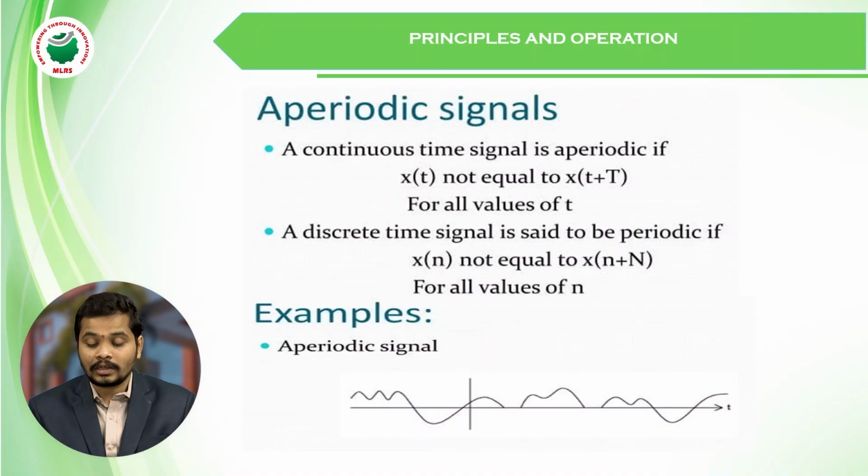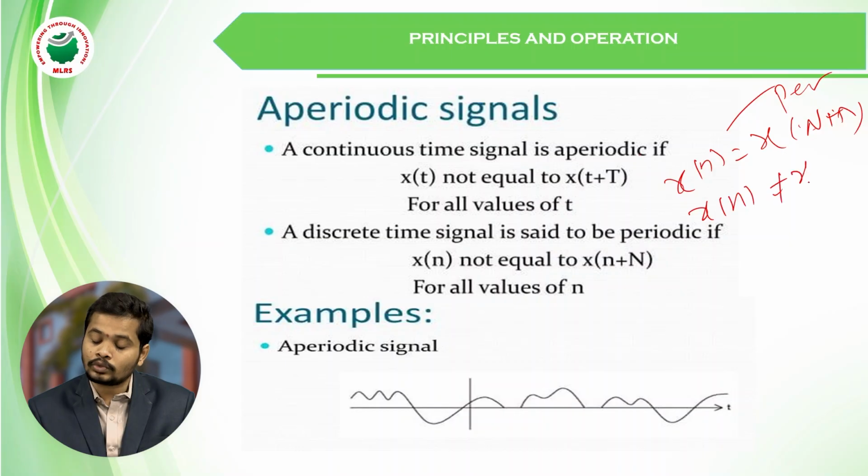A continuous time signal is aperiodic if x of t is not equal to x of t plus T. In the same way, if x of n is equal to x of n plus N, then it is said to be periodic. And if x of n is not equal to x of n plus N, it is an aperiodic signal.